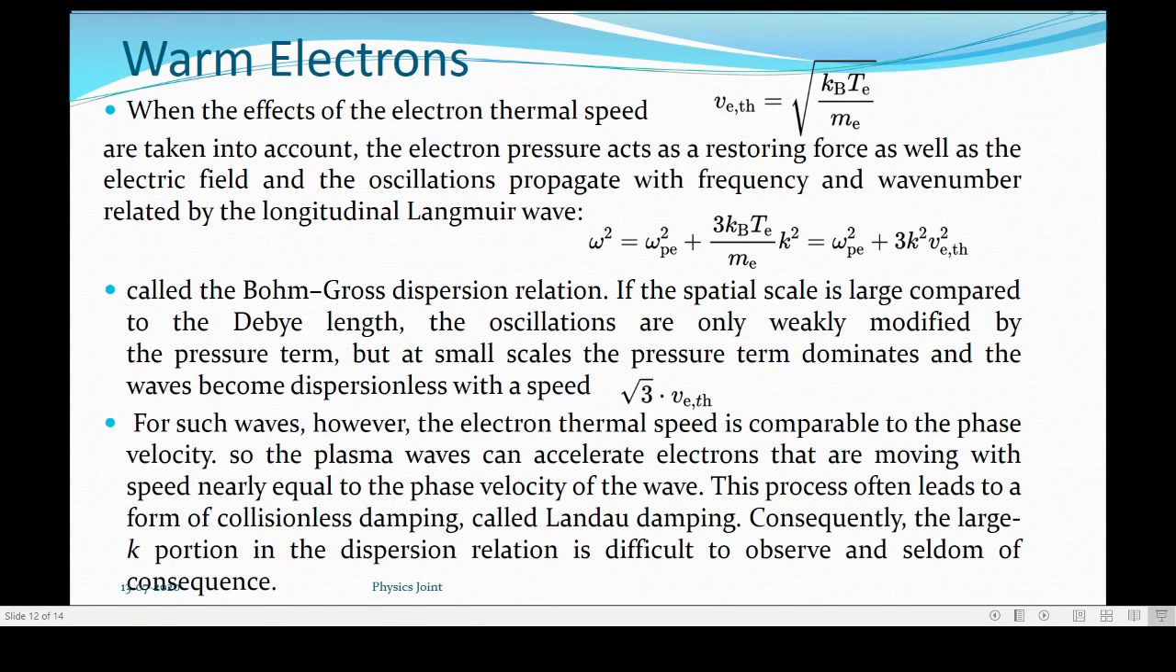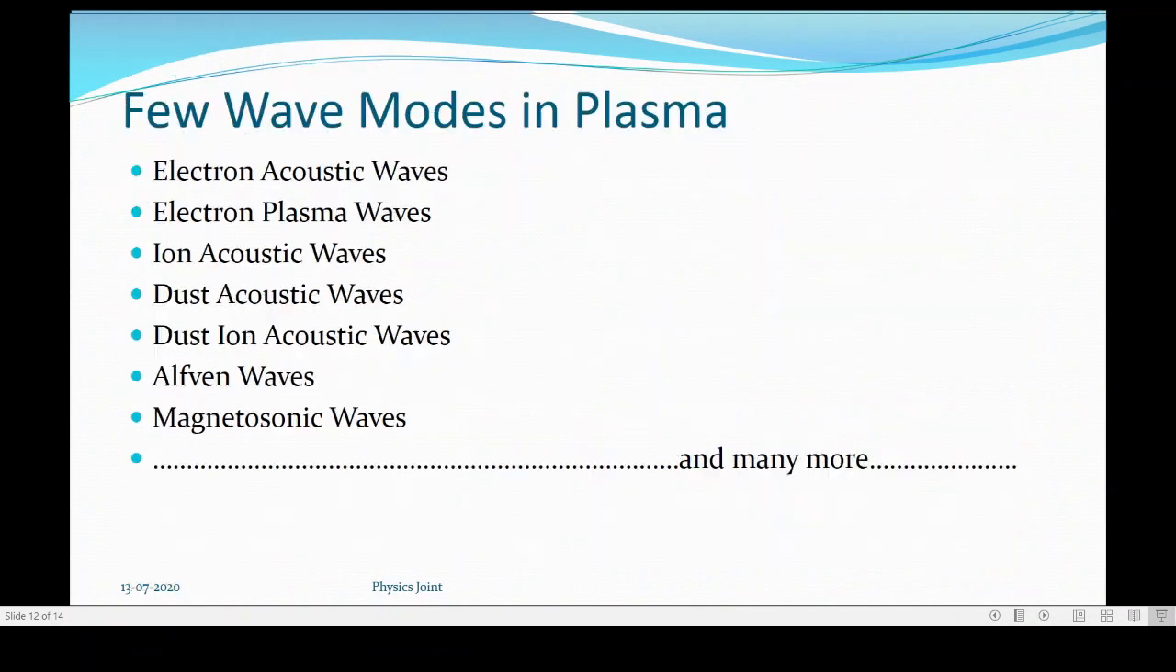The process often leads to a form of collisionless damping. Okay, energy dies out, and it's known as Landau damping. You just check about Landau damping, or we'll put it in another lecture. Consequently, the larger k portion of the dispersion relation is difficult to observe. What happens with large k values, that is, small wavelength? No one knows. I would say that it's not of that much importance, and we won't study that in our discussion and workshop.